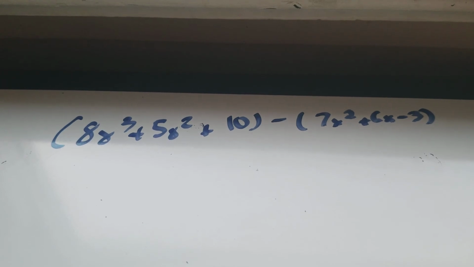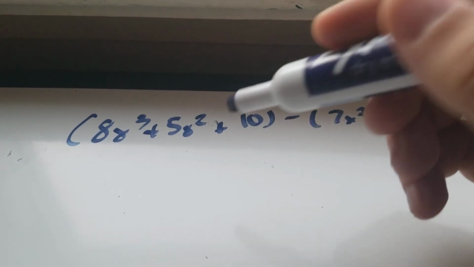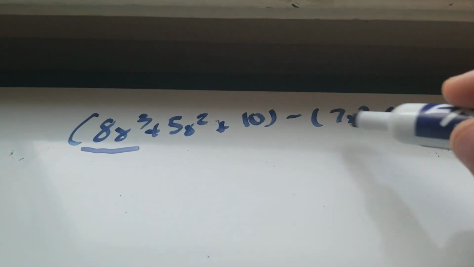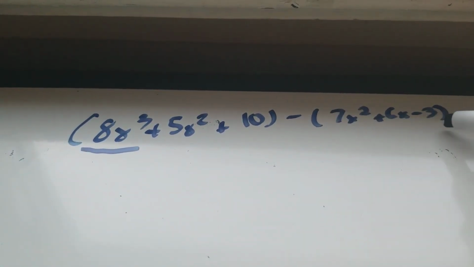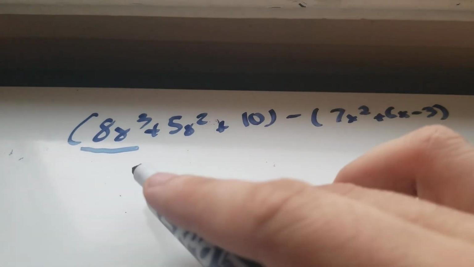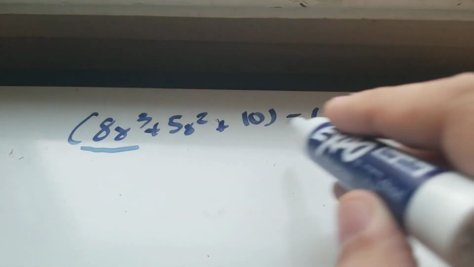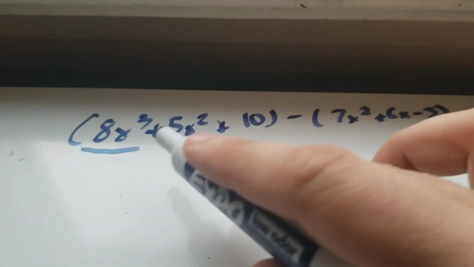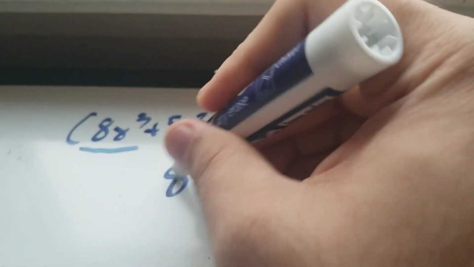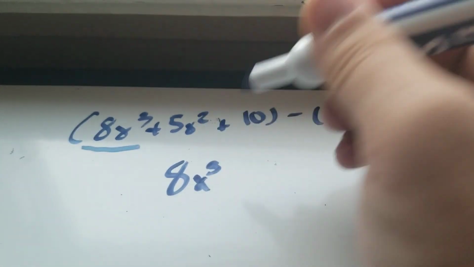Okay, so let's do a subtraction one. Now, 8x to the third, so I'm going to point that out. First, 8x to the third, this is 7x to the second, this is 6x, this is a negative 3. There is no other x to the third. Since there's no other x to the third, it's kind of like doing x to the third minus 0. So 8x to the third minus 0 doesn't change the value. So your first number is 8x to the third.